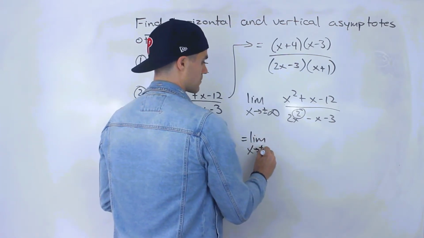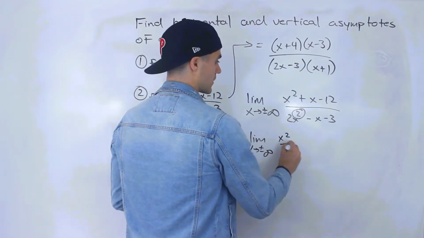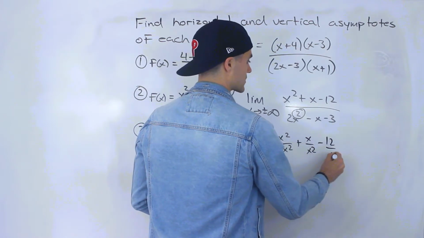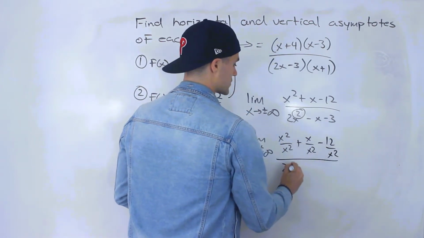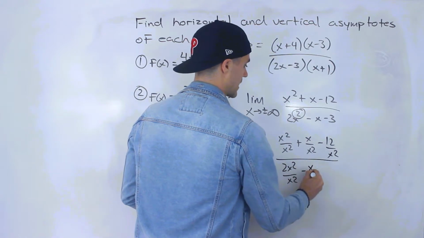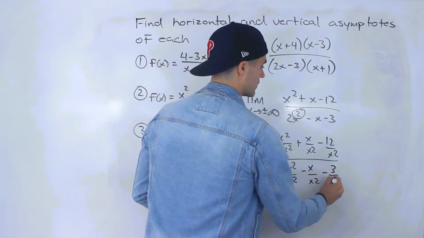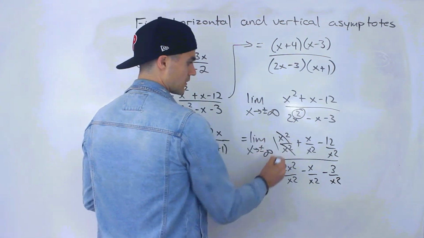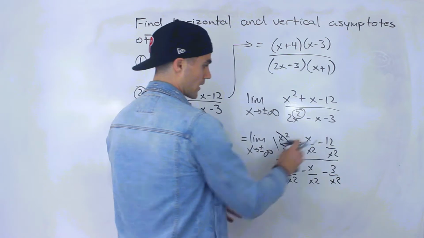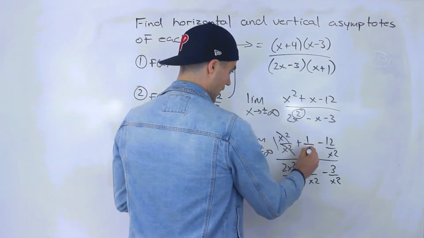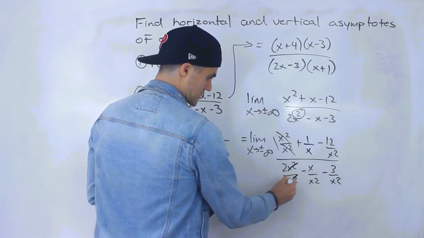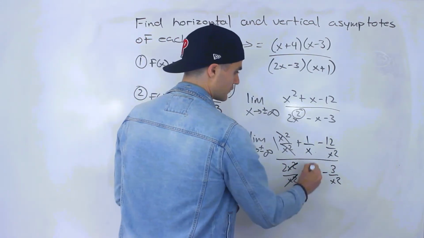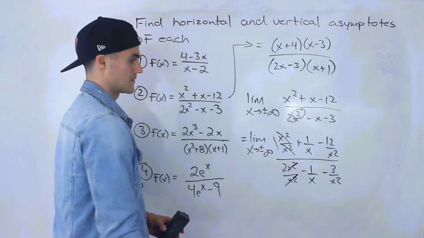As x goes towards plus or minus infinity of x squared over x squared plus x over x squared minus 12 over x squared, all over 2x squared over x squared minus x over x squared and then minus 3 over x squared. Notice these cancel out. There's just a 1 left. X over x squared, that simplifies to 1 over x. These x squareds cancel out, so there's a 2 left. And then x over x squared again simplifies to 1 over x.